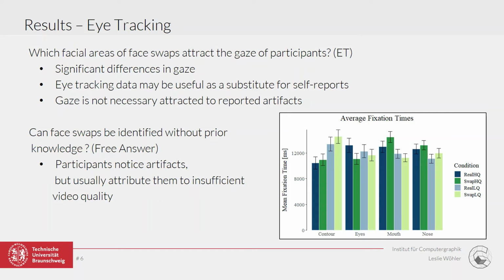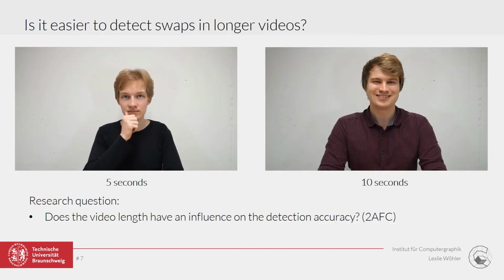Based on the free answers, we find that participants notice artifacts like blur or contour artifacts, but usually attribute them to bad video quality and compression. In the first experiment, we used video durations of 60 seconds to give participants enough time to explore the video.